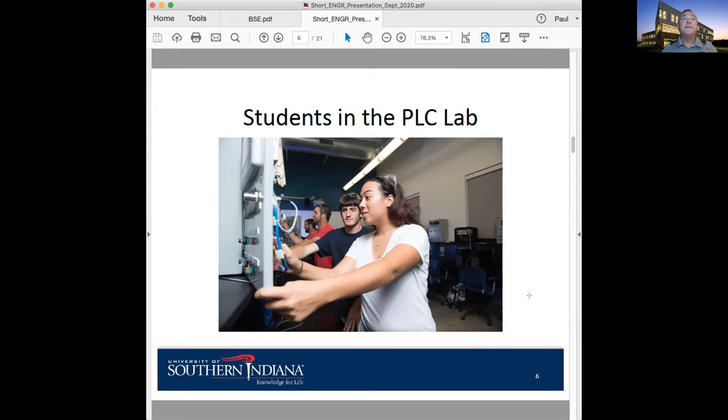Now, we also have, the one that she's looking at here is a very professional PLC, which would run in the neighborhood of about $10,000. We also have some sets of kind of economy PLCs that we start the students out on, which are much less expensive. And in fact, they're so much less expensive, we're actually letting the students borrow the kits so they can do their labs at home during the pandemic stuff.